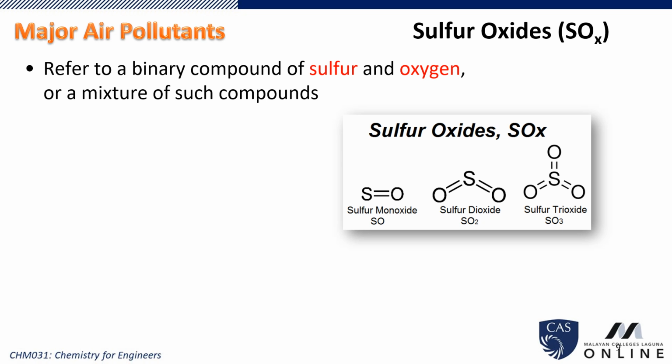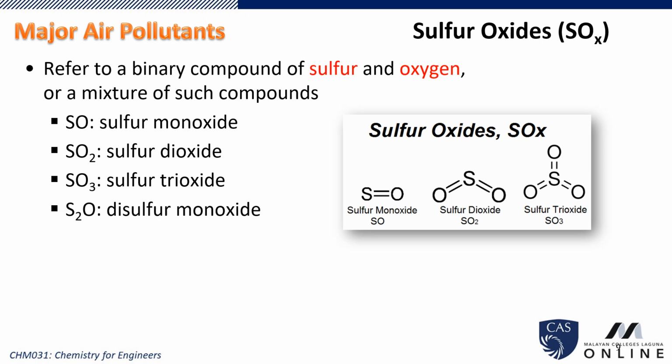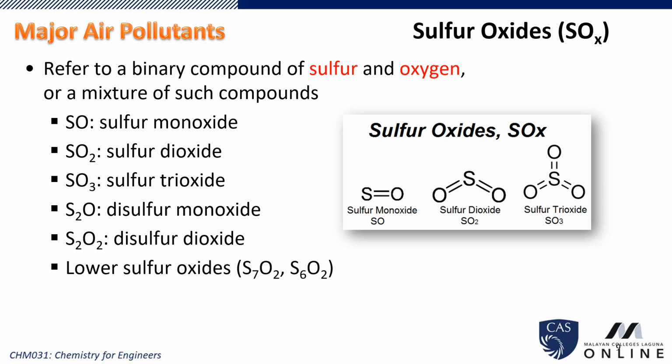Sulfur oxides refer to the binary compounds of sulfur and oxygen or a mixture of such compounds. We have SO for sulfur monoxide, SO2 for sulfur dioxide, and SO3 for sulfur trioxide. It can also exist as S2O, which is disulfur monoxide, S2O2, which is disulfur dioxide, and lower sulfur oxides. It can also exist in the higher sulfur oxide forms such as SO3 and SO4.